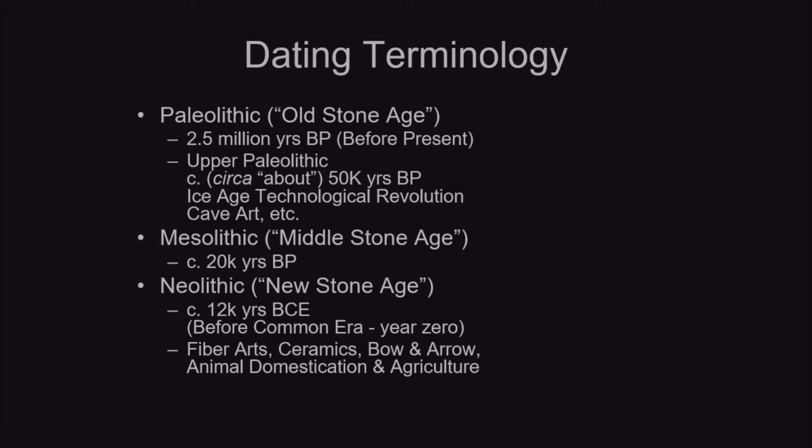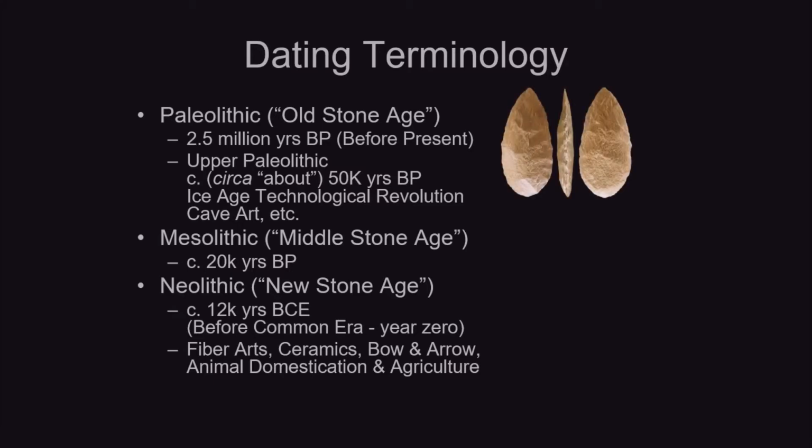I felt like we ought to talk a little bit about dating terminology, because not everybody knows what these terms mean. So when we talk about the Stone Age, what we're talking about, of course, is a level of technology. We call it the Stone Age because the principal technology that people used was stone tools, such as these Acheulean hand axes. And we break the Stone Age up into three big categories. The Old Stone Age, which is the Paleolithic, starts at around 2.5 million years BP. And BP is just a term we use to mean before present. So it's kind of a relative term.